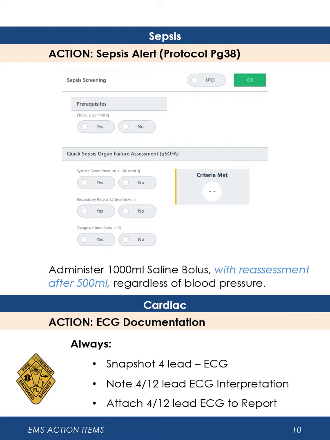than 25. It's very important to put end-tidal CO2 on these septic patients because, as we said, when they're tachypneic and breathing heavy, they're going to blow off the CO2, and that's an indication of a serious sepsis or even septic shock. So qSOFA is positive. What do you want to do? One, you want to alert the receiving facility. This is a sepsis alert. And number 2, you want to administer the 1,000 milliliter saline bolus en route.